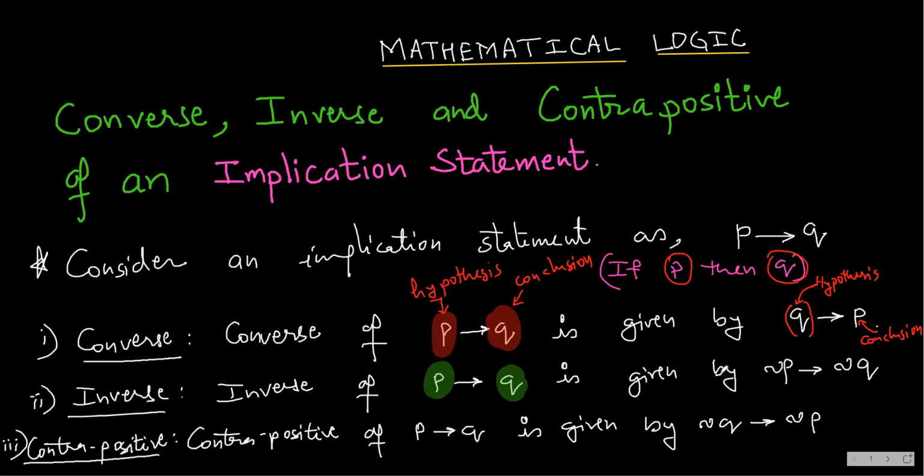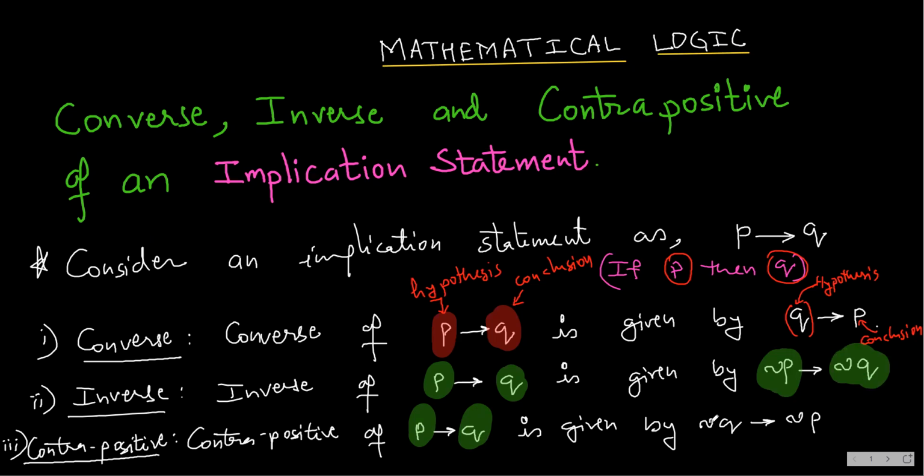What is the inverse? You write the negation of hypothesis and negation of conclusion. Then you have the contrapositive of P implies Q. What do you do? You first change their role as you did in the converse. That is, you make Q as hypothesis and P as conclusion.